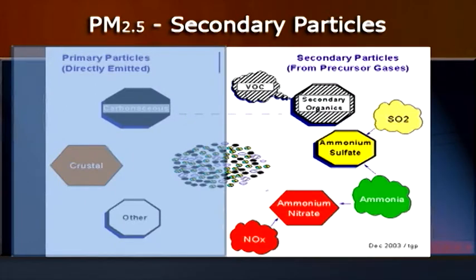Now we'll discuss secondary particles. They include ammonium sulfate, formed from SO2 and ammonia gases, and ammonium nitrate, formed from NOx and ammonia gases. So ammonia gas is a precursor to both sulfate and nitrate. Now we recall that we said that some of the organic carbon matter is directly emitted into the air, but much of it is also secondary, formed in the air from volatile organic compounds.